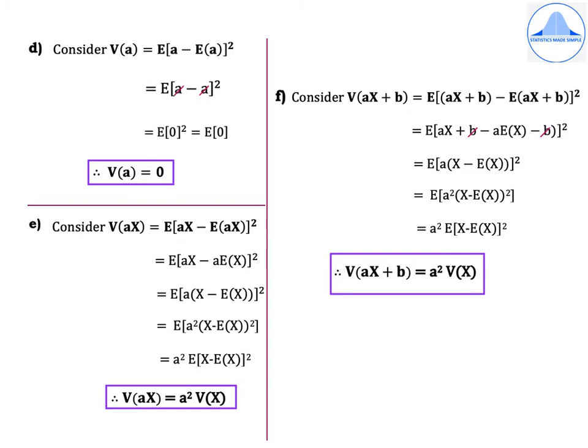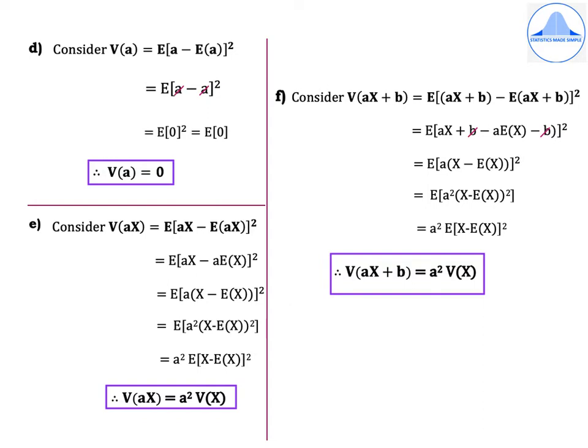Now we already proved that E of a is equal to a. So you'll get this step now as E of (a minus a) the whole square. A minus a will get cancelled. So you'll get E of 0 square, and 0 when you square it again will be 0. So E of 0, 0 is what? It's a constant. So expectation of any constant is a constant itself. So finally you will get V of a is equal to 0.